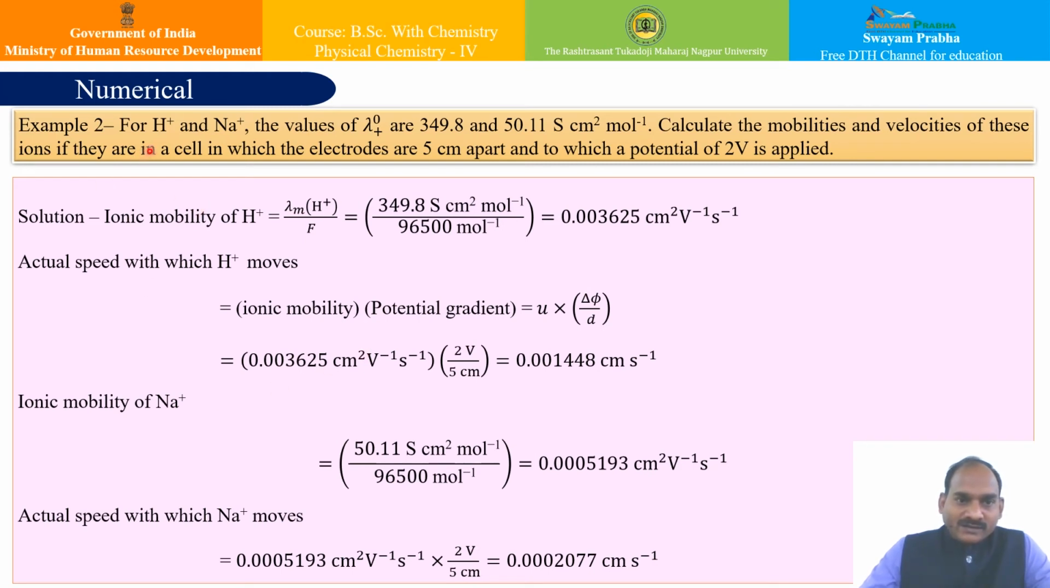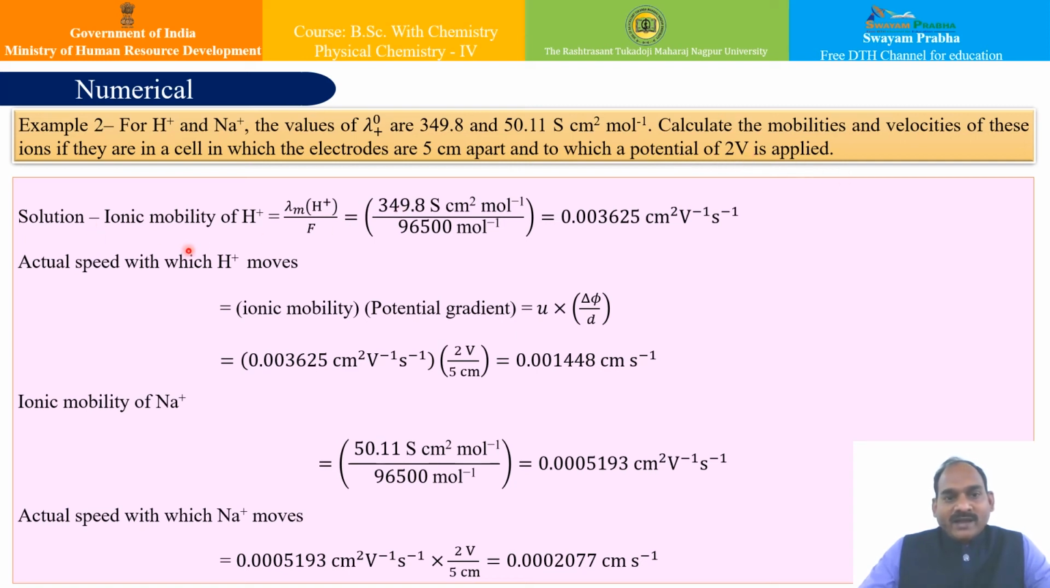Say for hydrogen ion and sodium ion, the values of lambda plus at infinite dilution are 349.8 and 50.11 Siemens centimeter square per mole. Now calculate the mobilities and velocities of these ions if they are in a cell in which the electrodes are 5 centimeter apart, d is 5 centimeter, and to which a potential of 2 volt is applied. So we know the potential, that is 2 volt is applied, delta phi.